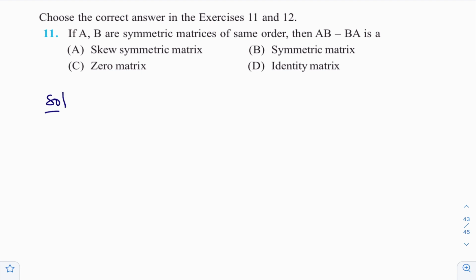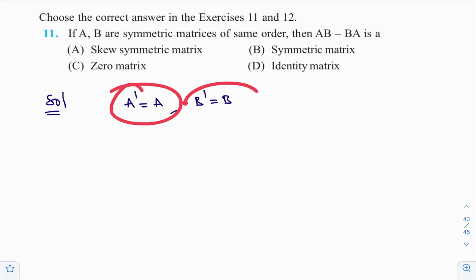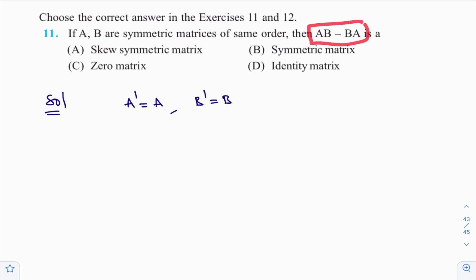They given A is symmetric, so you can write A transpose equal to A, B transpose equal to B, because they are saying that A is a symmetric matrix, B is a symmetric matrix. What they are asking here: AB minus BA is what? A symmetric matrix, skew symmetric matrix, the options are like that. What I'll do, I'll calculate AB minus BA whole transpose.